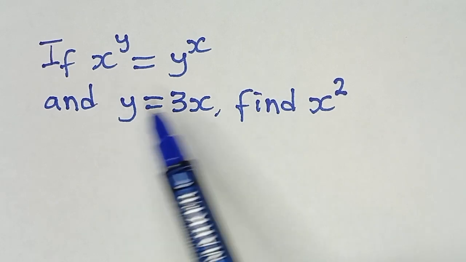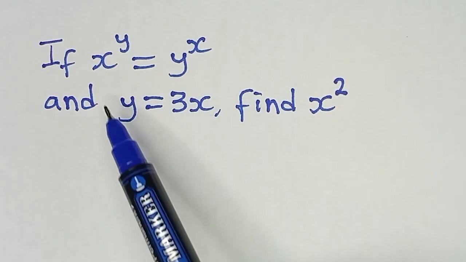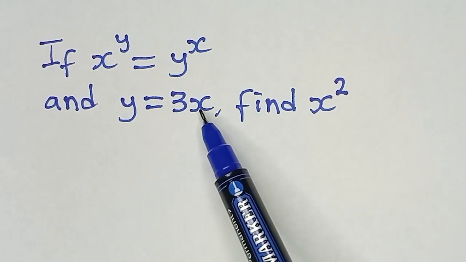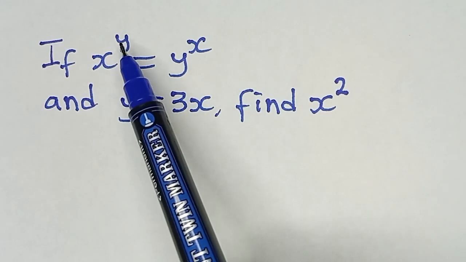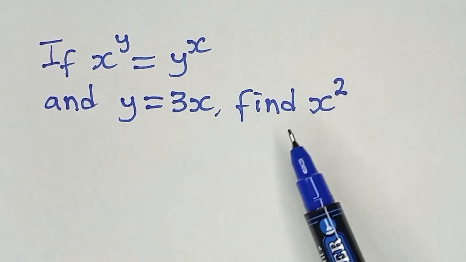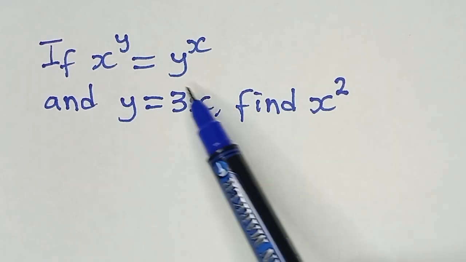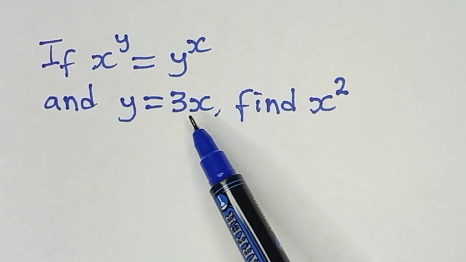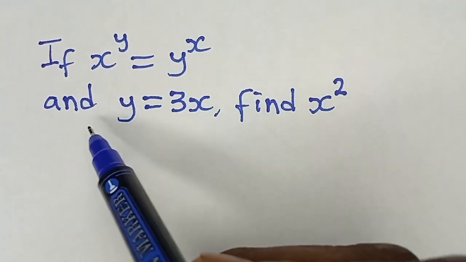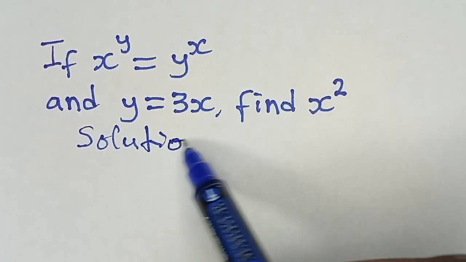Now, for us to solve this, I would like us to first of all look at this important part of the equation. We are told that y is equal to 3x. And then here, x to the power y is equal to y to the power x. And we have to find x squared. So now, I'd like us to first of all make x the subject of the formula here. So let me write the solution now so that you can know that I have started already.